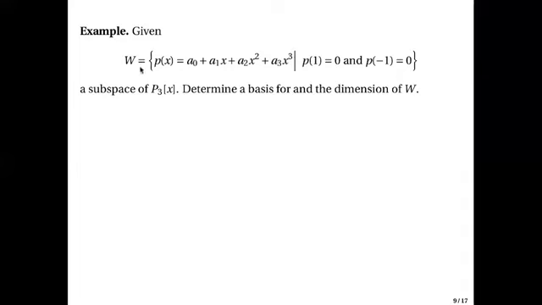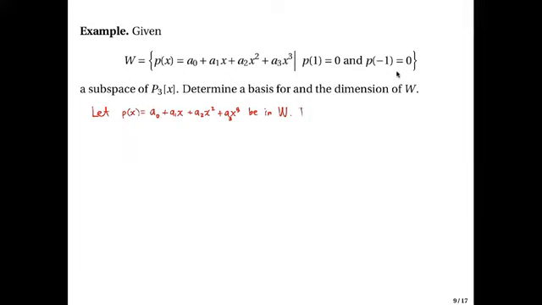So, first, let us write these conditions, or let us write the form of the elements of this space W. So let P of x, which is a sub 0 plus a sub 1 x plus a sub 2 x squared plus a sub 3 x cubed, be in W. So we are taking an element from the space W. W has this condition on its elements.